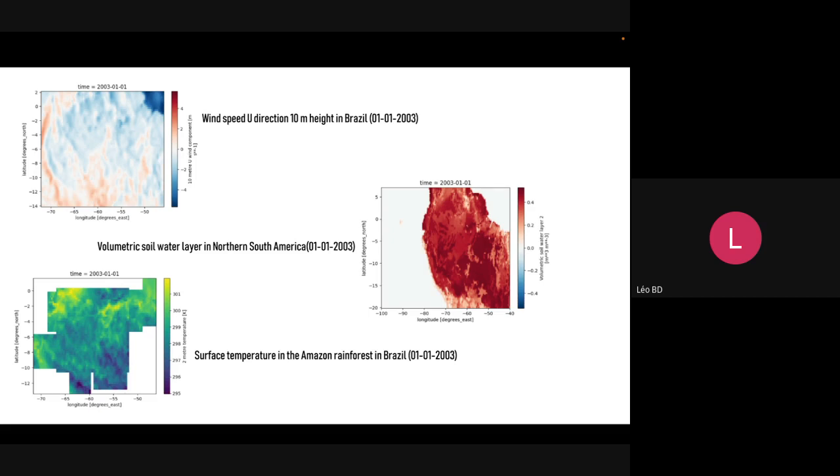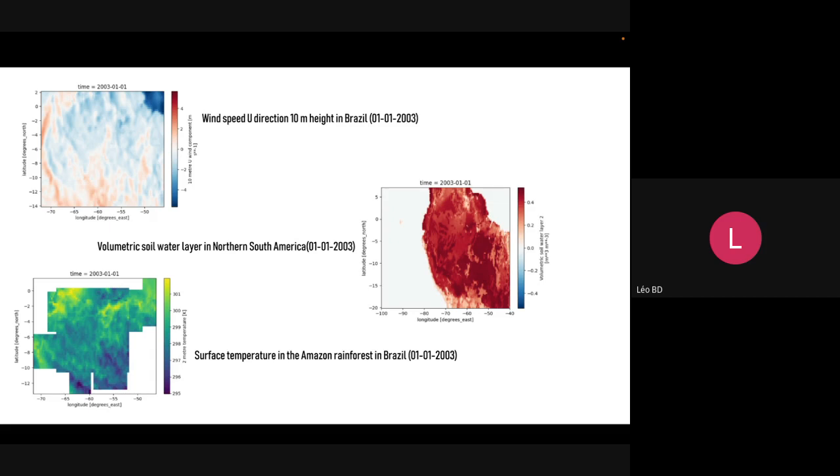I also chose to show you volumetric soil water in North and South America at the same date, and the graph is pretty nice. You can see that the Amazon rainforest is much wetter, but we can also see a bit of mountain range, which is the Andes, and that is a bit drier.